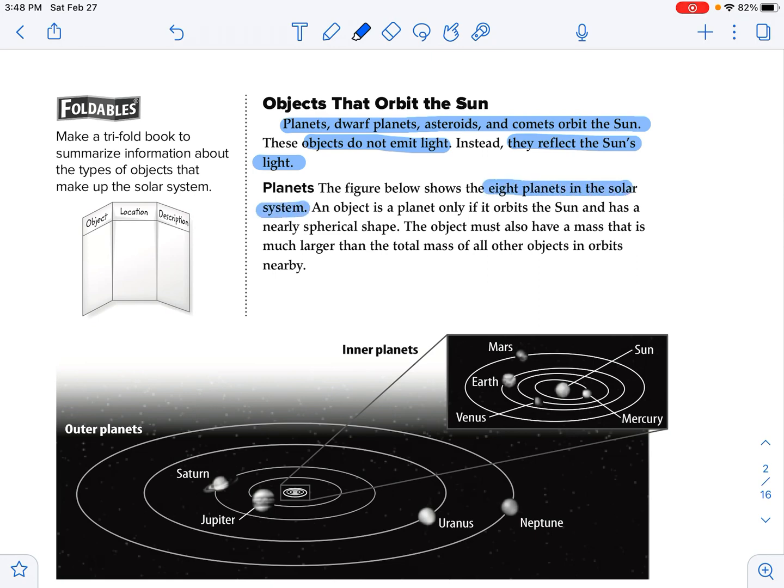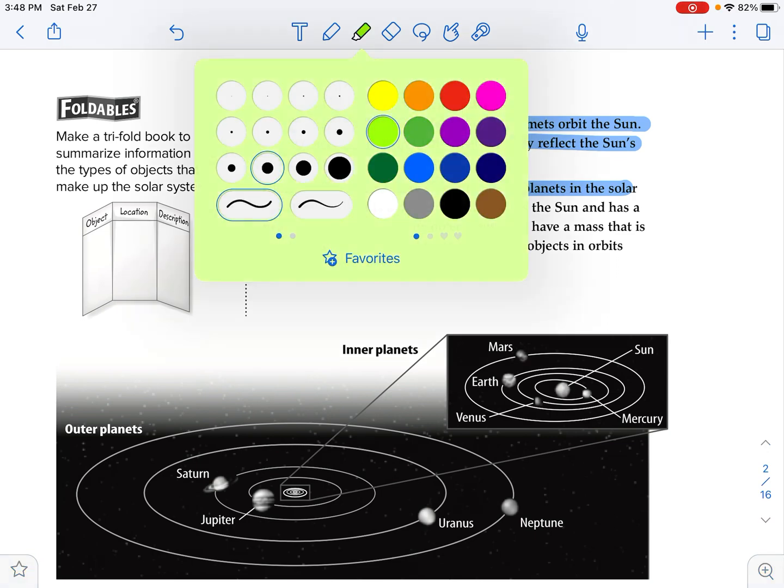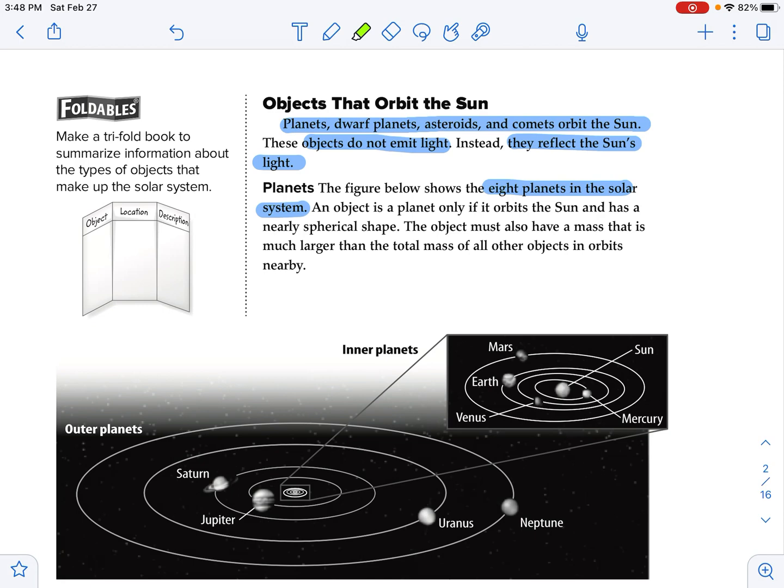An object is a planet only if it orbits the sun and has a nearly circular, spherical shape. The object must also have a mass that is much larger than the total mass of all other objects in orbit nearby. All right, so we're going to change our color, and we are going to highlight all of that, because that's going to be very important for us when we distinguish what is a planet, what isn't a planet.